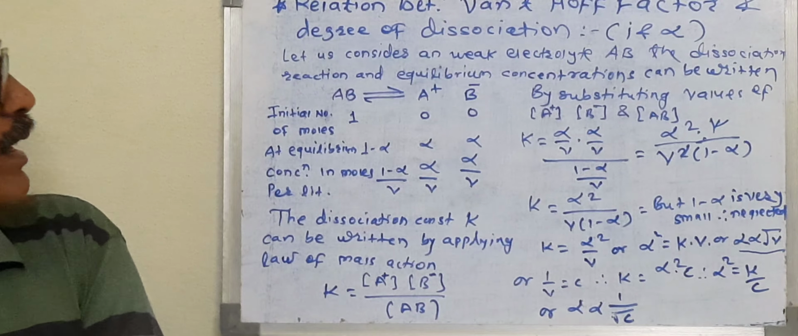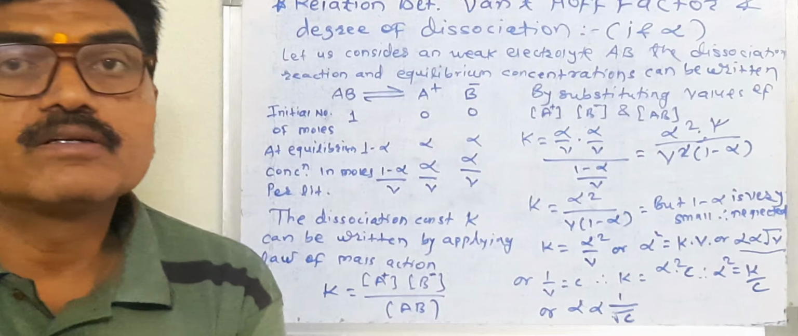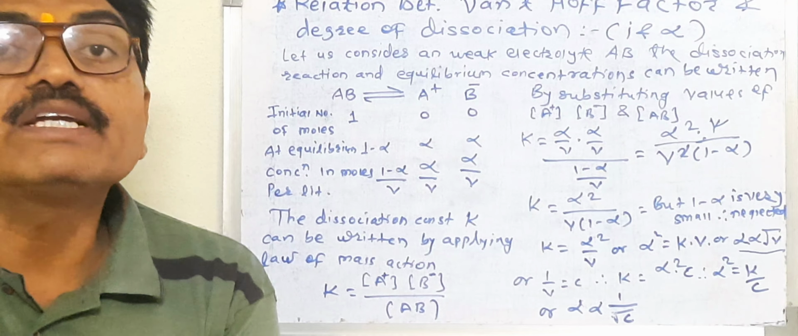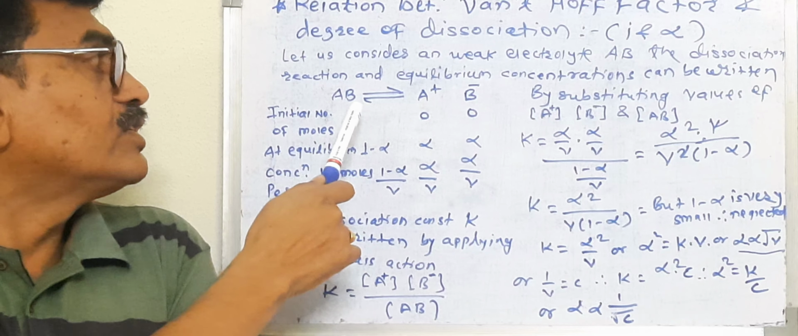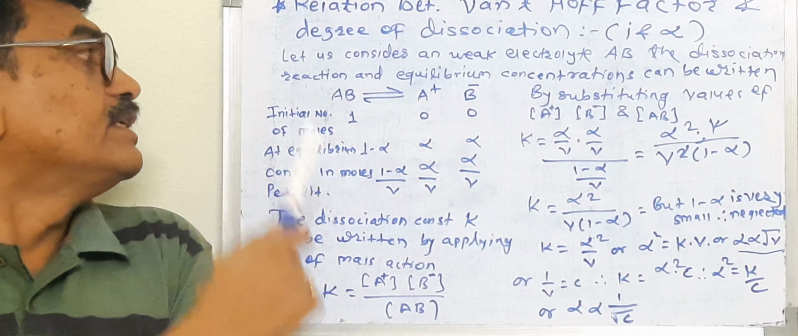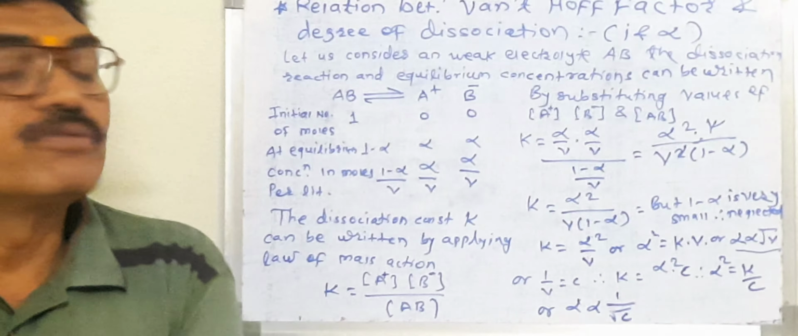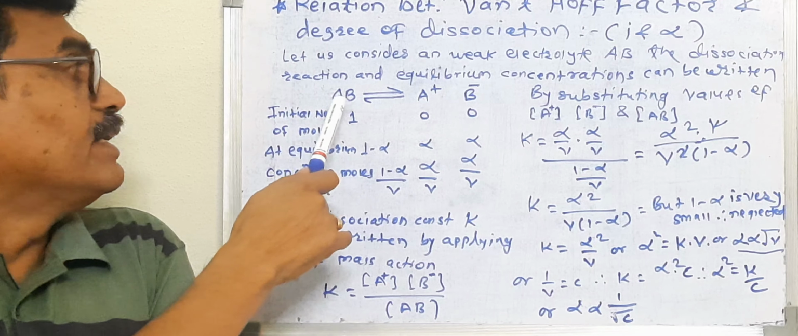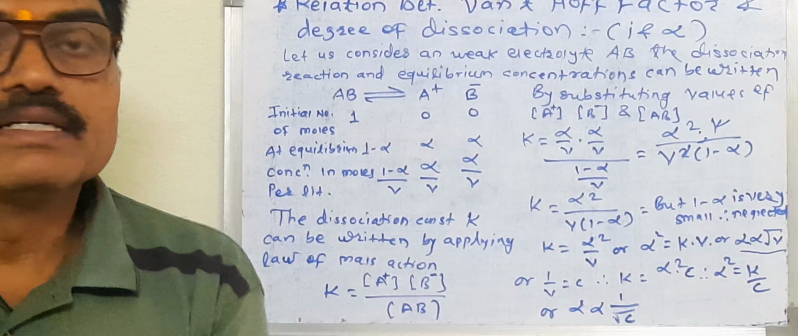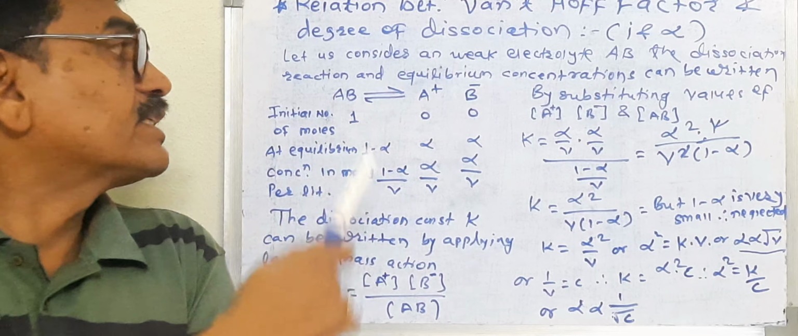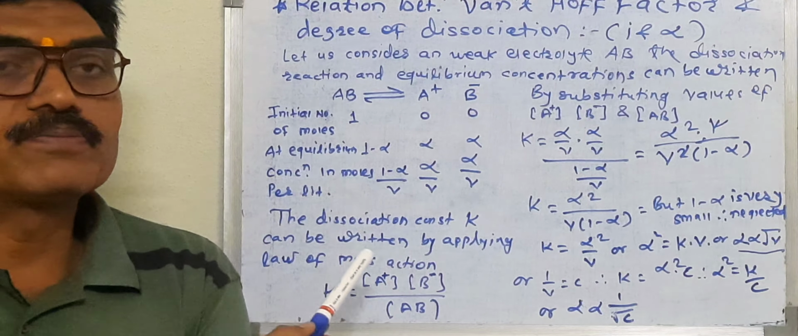For that, this is how the dissociation reaction for a weak electrolyte can be written. So see here, let us consider a weak electrolyte represented by the symbol AB. Then its dissociation reaction and the equilibrium concentrations are given like this.